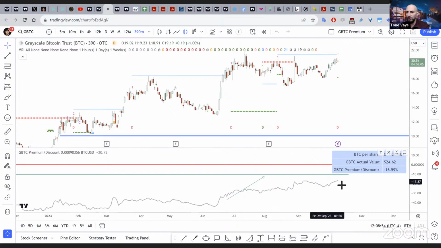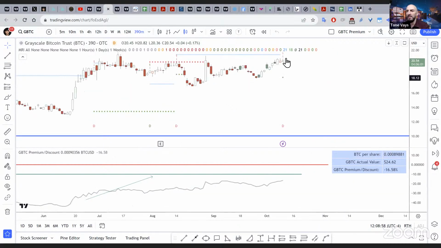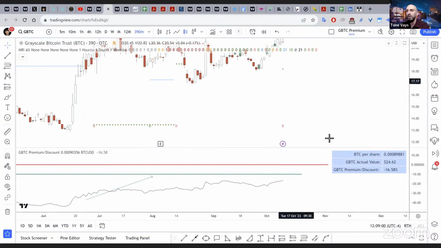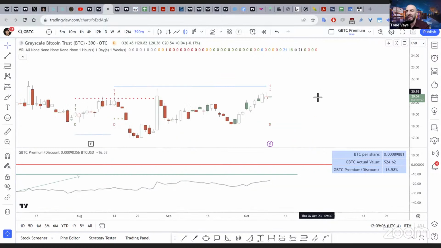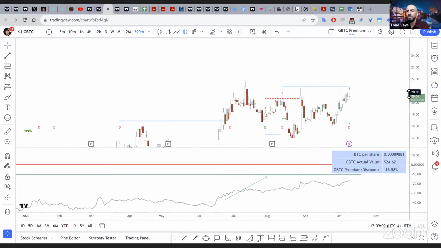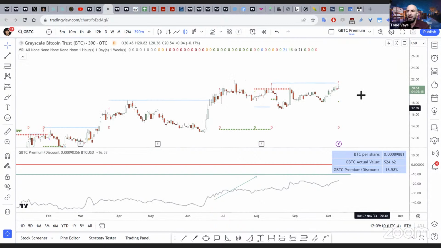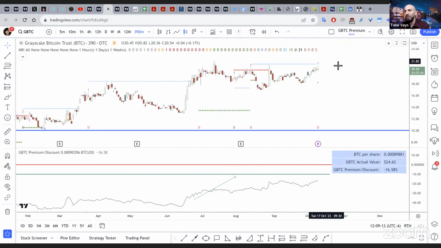GBTC discount continues to slowly trend to zero, which is a good sign. GBTC is on an MRI daily top. I don't know how much emphasis to put on this. I don't really pay attention to the MRI on GBTC either. So keep it as is. The moment we get a rally, you're going to see this thing go above zero. I would love to see GBTC discount at above zero. That would be great.